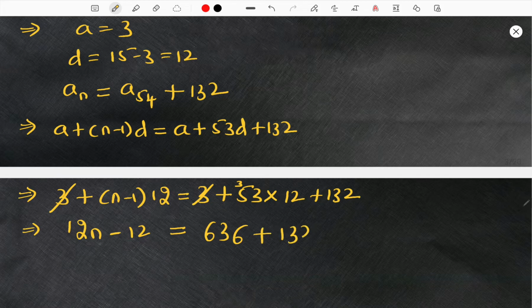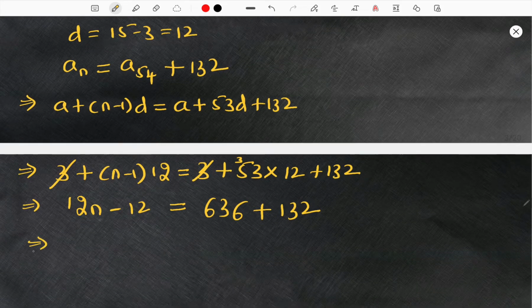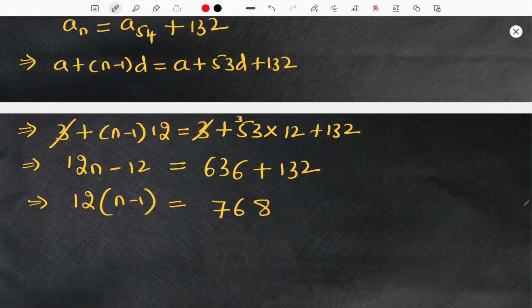Plus 132. Then afterwards, we are going to have it as 12n minus 12, or you can take it as 12 bracket n minus 1 also. Look at this, 12 into n, 12n, 12 into 1 is 12. So that is equal to, what is the value we are going to get here? 6 plus 2, 8, then 3 plus 3, 6, and 6 plus 1 is 7. So afterwards, we'll have n minus 1 is equal to 768.